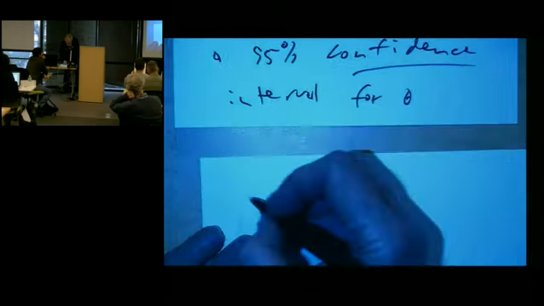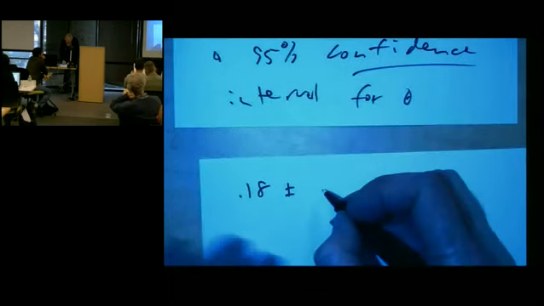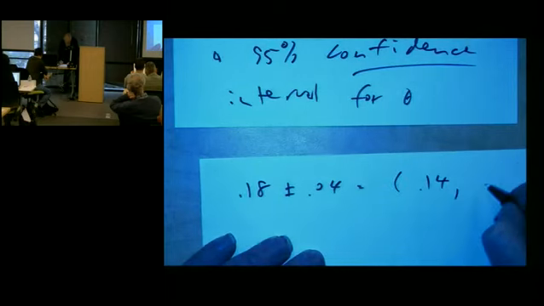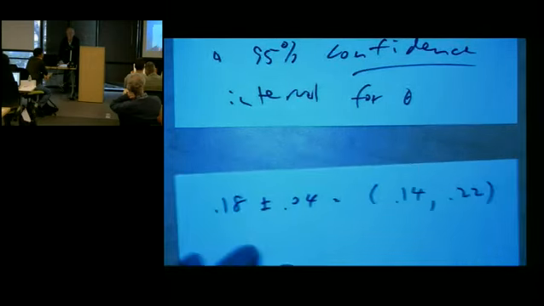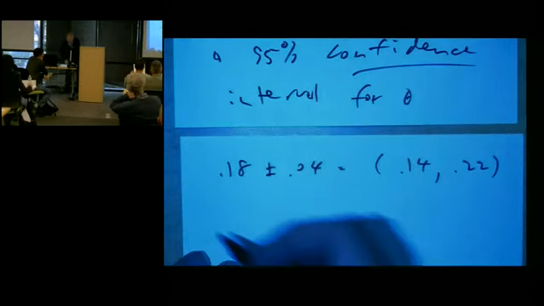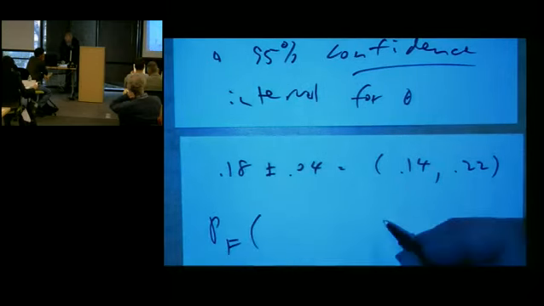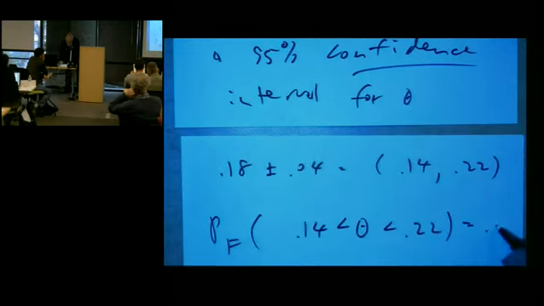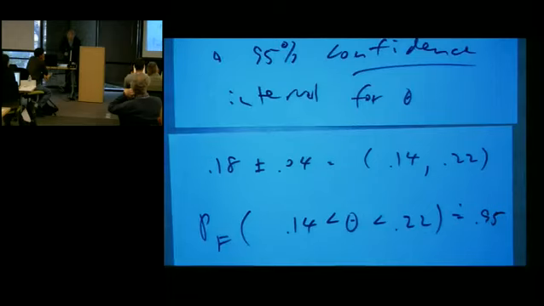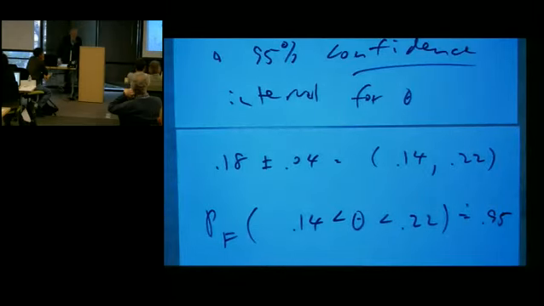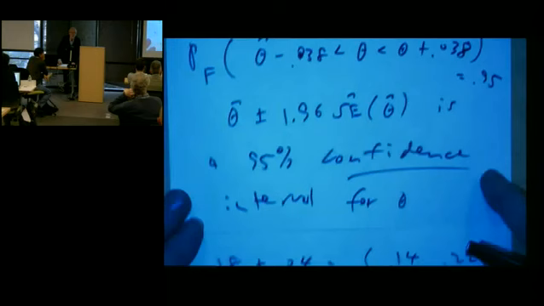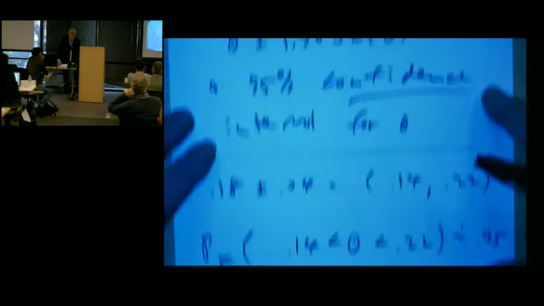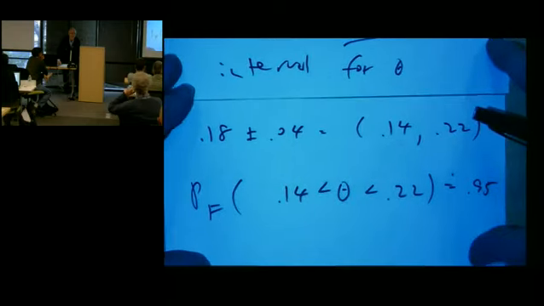Here, that becomes 0.18 plus or minus, let's say, 0.04 roughly. So that's an interval that runs from 0.14 to 0.22, if I did that approximately right. So now, can I make the frequentist statement that the probability that theta is between 0.14 and 0.22 is about 0.95? Neyman says that's a valid probability statement. So I evaluated on my data set, and there it is. Is it now a correct frequentist probability statement?